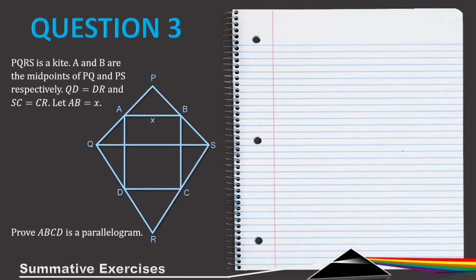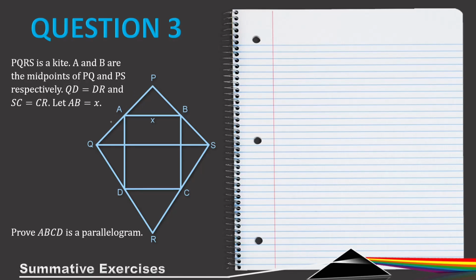Now for question 3, PQRS is a kite. A and B are the midpoints of PQ and PS. Now first of all, when they say kite, just think for yourself, or read through all the properties of a kite just to refresh that in your memory. For example, we know that PQ is equal to PS, because these adjacent sides are equal to each other. And then the second thing: A and B are the midpoints of PQ and PS. Once you see a triangle and they're talking about midpoints on two of these sides, immediately go to the midpoint theorem, because that's obviously going to be applicable.